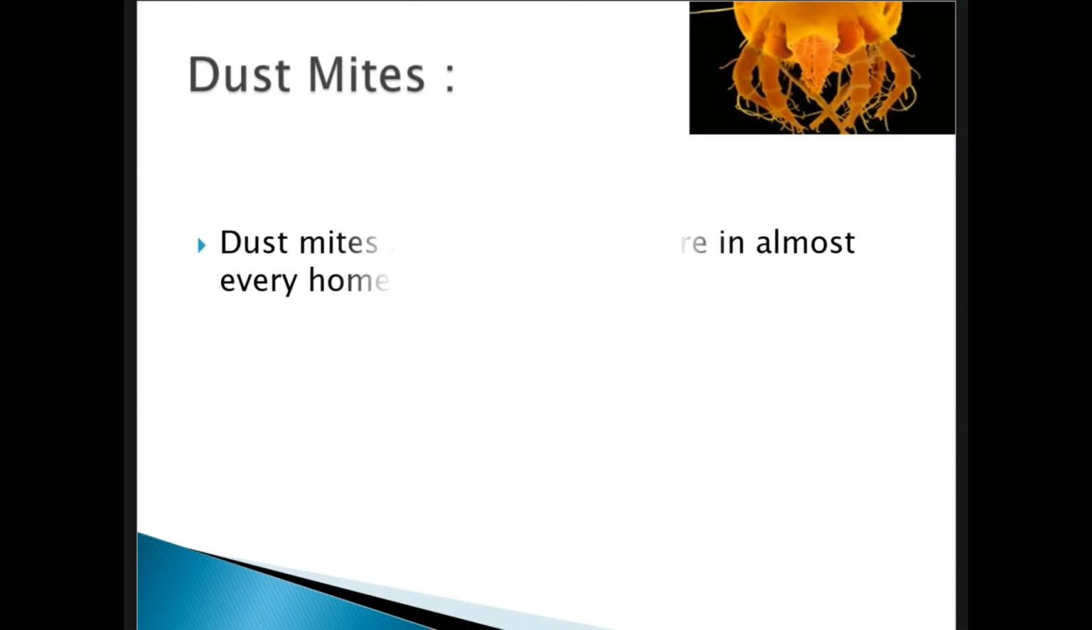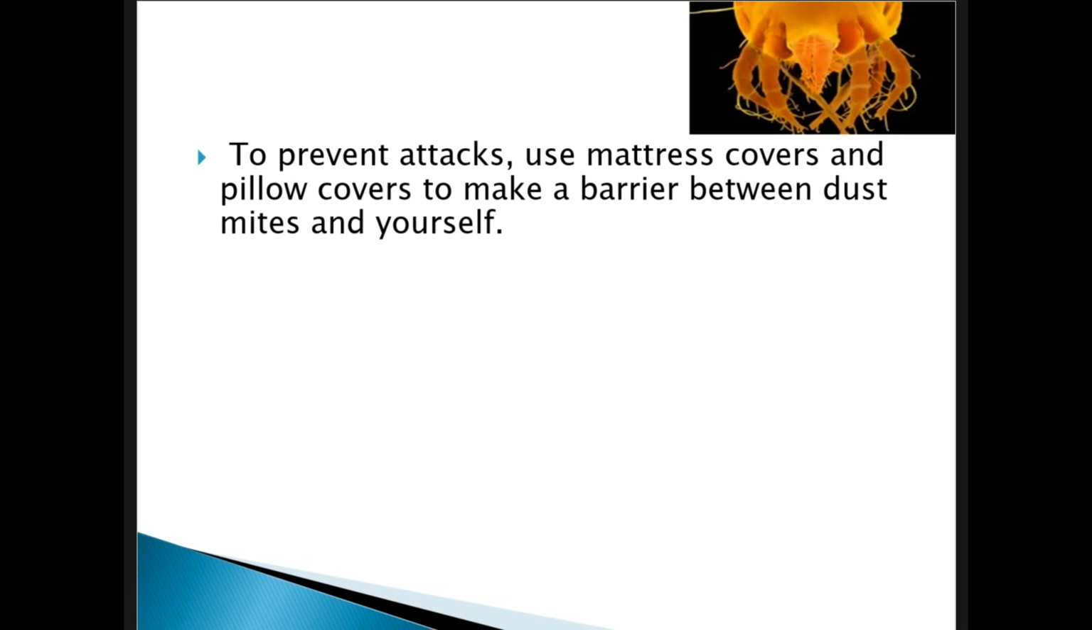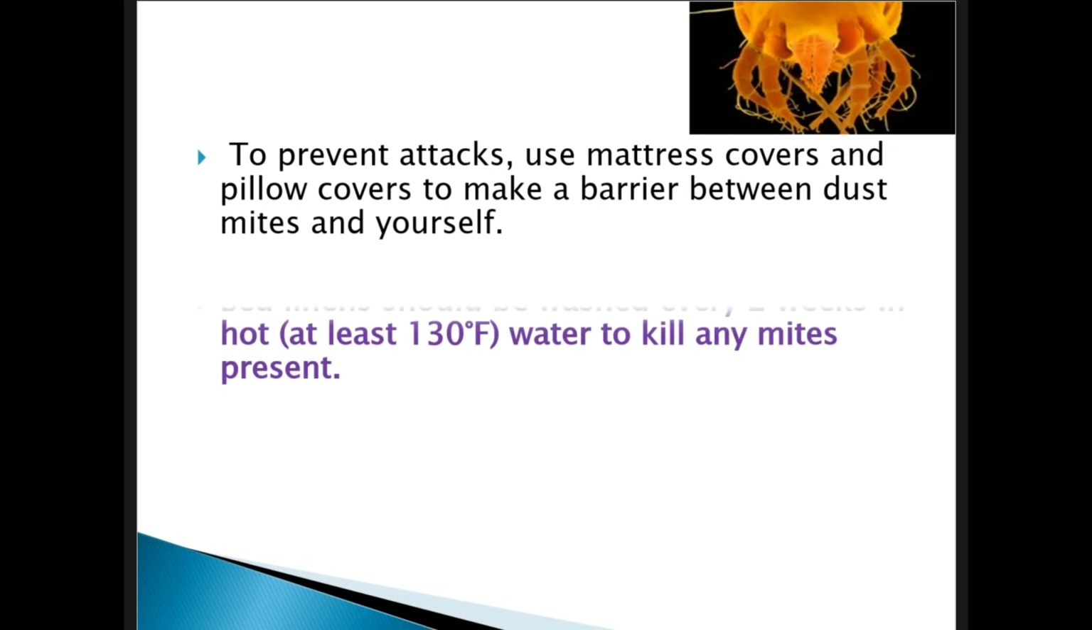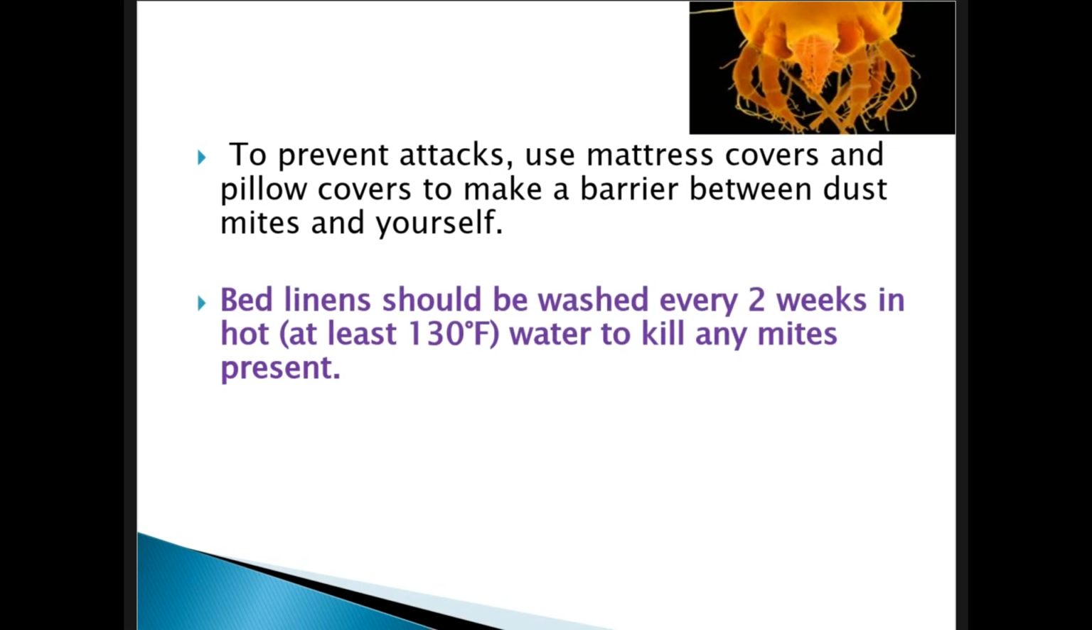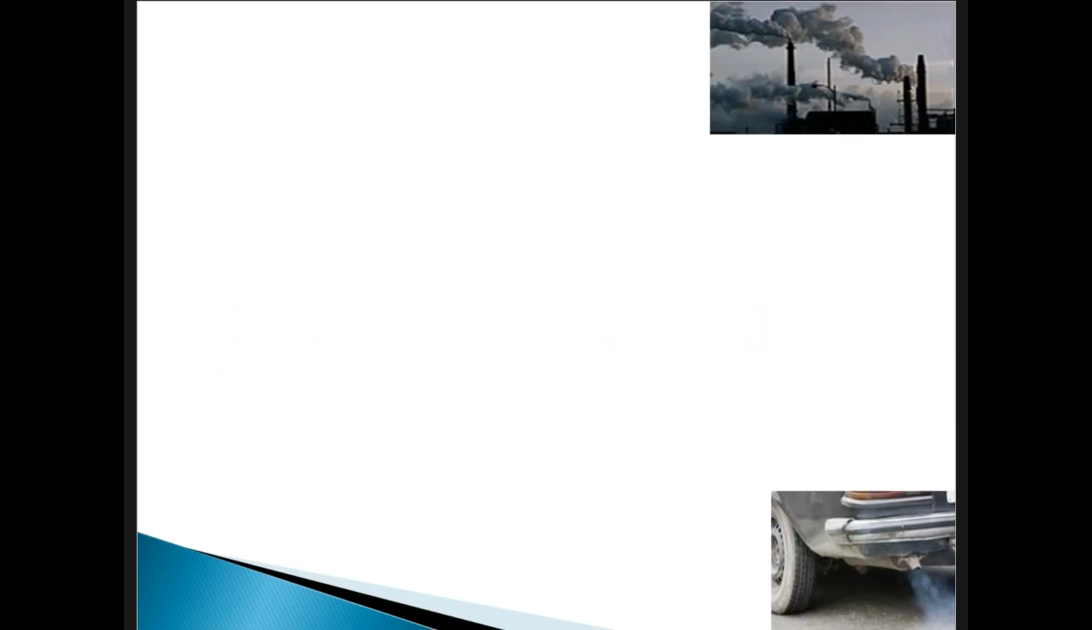Dust mites. Dust mites are tiny bugs that are in almost every home. If you have asthma, dust mites can trigger an asthma attack. To prevent attacks, use mattress covers and pillow covers to make a barrier between dust mites and yourself. Bed linens should be washed every 2 weeks in hot water, at least 130 degrees Fahrenheit, to kill any mites present. Thorough and efficient vacuum cleaning of carpets can help, but, ultimately, carpeting should be removed.